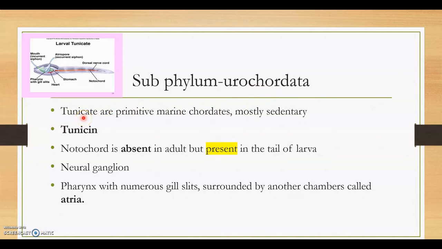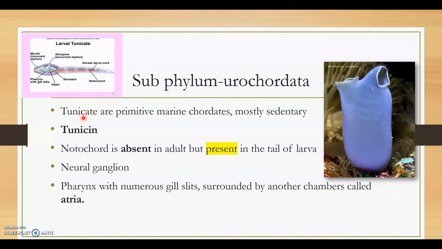Tunicates, because their body is covered by a polysaccharide covering called tunicin. So this is called tunicin. Tunicin is a type of polysaccharide that gives a covering. So why is it called a tunicate? Because the body is covered by a polysaccharide called tunicin, hence the name tunicate. They are mostly primitive marine chordates, mostly sedentary animals.